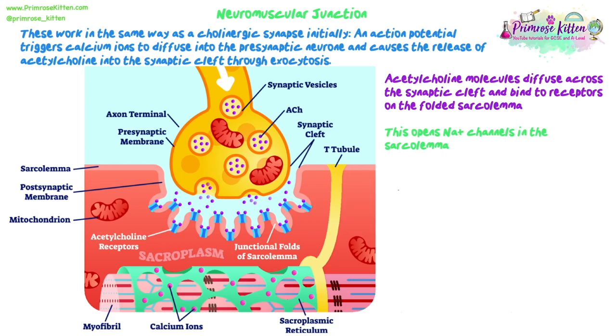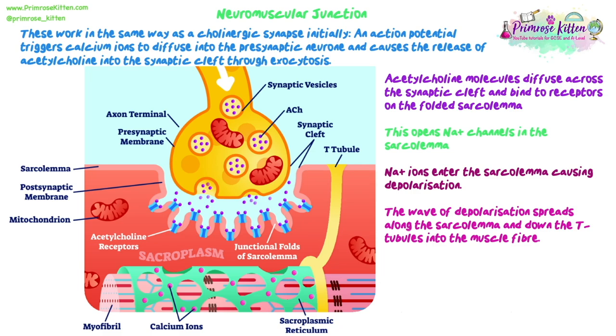This opens sodium ion channels in the sarcolemma. So that part is also the same, except obviously those sodium ion channels are in the sarcolemma this time, not in the membrane. And then the sodium ions enter and depolarize the sarcolemma. So it does depolarize the membrane in the same way, but instead of moving down a narrow axon, what actually happens is the wave of depolarization spreads along the sarcolemma.